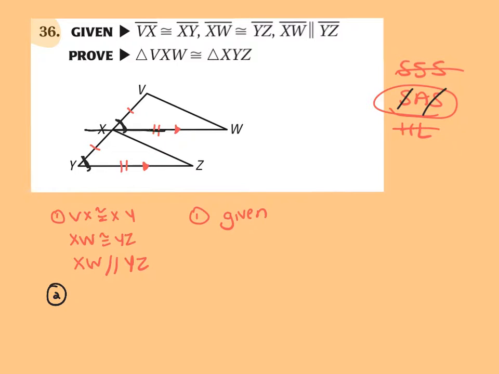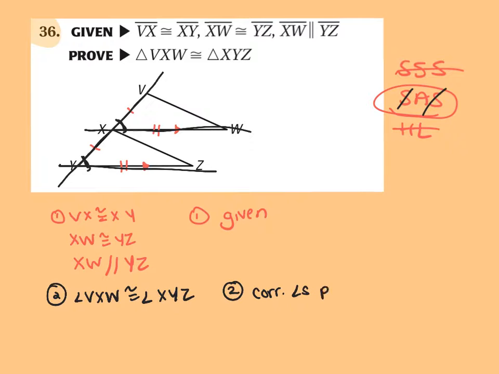Good. If those lines are parallel and this is my transversal, then angle VXW is congruent to angle XYZ because of the corresponding angles postulate. If you don't remember the name, then you write it out. If parallel lines are cut by a transversal, corresponding angles are congruent. Now, do you have enough information to prove that the triangles are congruent? Yep. Triangle VXW is congruent to triangle XYZ.